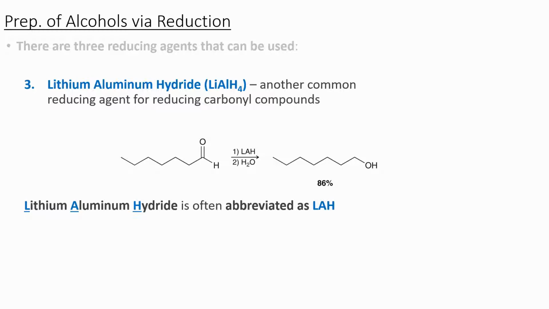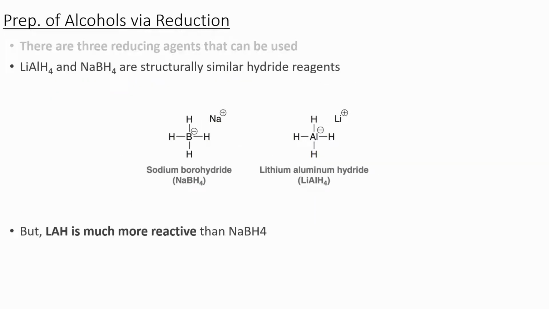The final reducing agent that we're going to use for the carbonyl compounds is lithium aluminum hydride. This structure is very similar to sodium borohydride. We just have a different counterion and a different metal, and this is often abbreviated LAH. Structurally, these two are very similar. The biggest difference is reactivity.